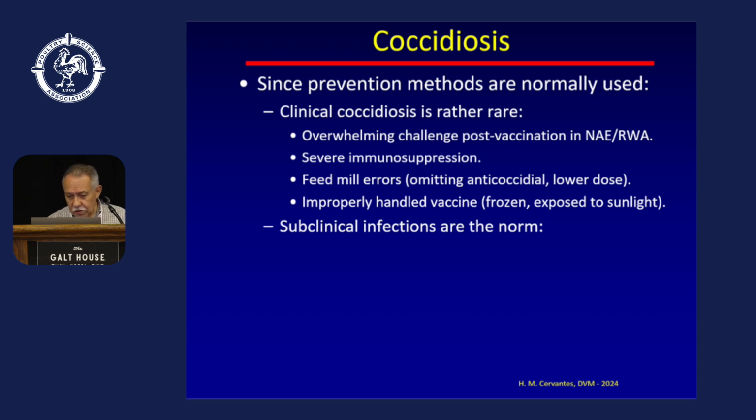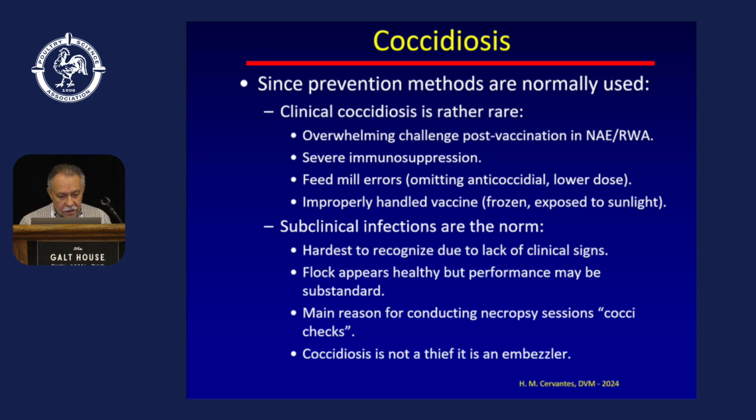Like I mentioned before, subclinical infections are the norm, and these are the hardest to recognize due to the lack of clinical signs or obvious lesions of disease. The flock appears healthy, but performance may be substandard. This is the main reason why we conduct necropsy sessions or so-called cocci checks.